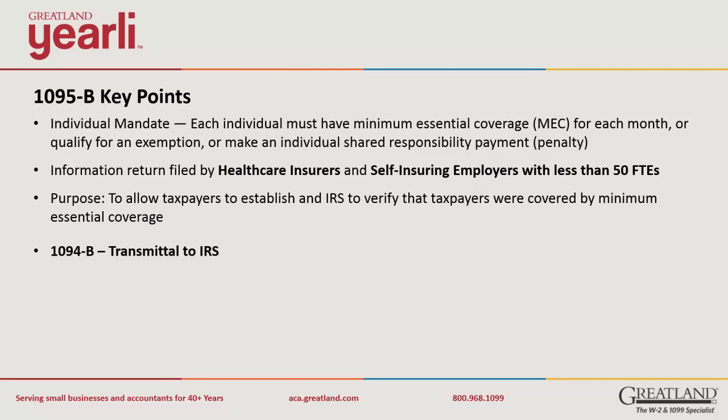Form 1095B is an information return filed by healthcare insurers and self-insuring employers with less than 50 full-time equivalent employees. The purpose of this form is to allow taxpayers to establish and the IRS to verify that taxpayers were covered by minimum essential coverage. Form 1094B is the transmittal that is used to summarize the total number of 1095Bs sent to the IRS in one batch.